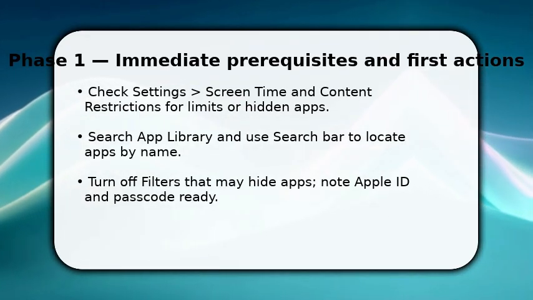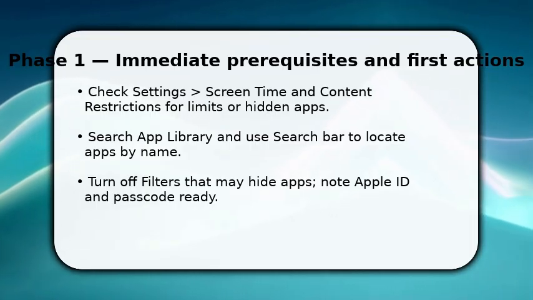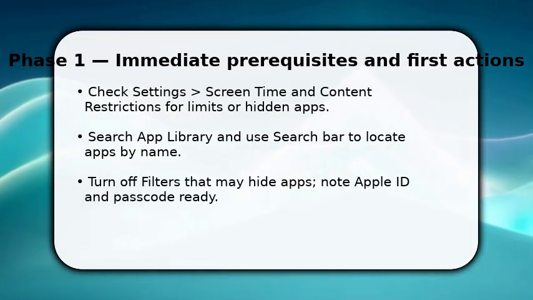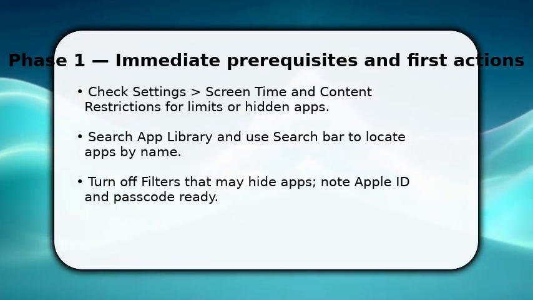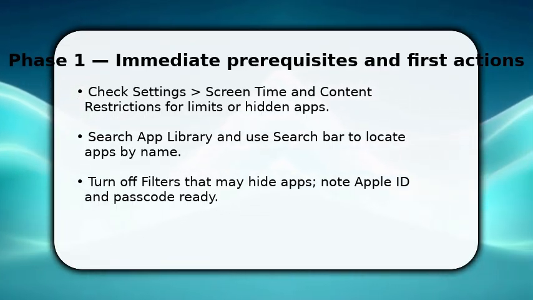Next, swipe to the app library and use the search field to reveal apps not on the home screen. Once done, toggle off any restrictive filters so hidden apps reappear. This prevents false positives when you continue.